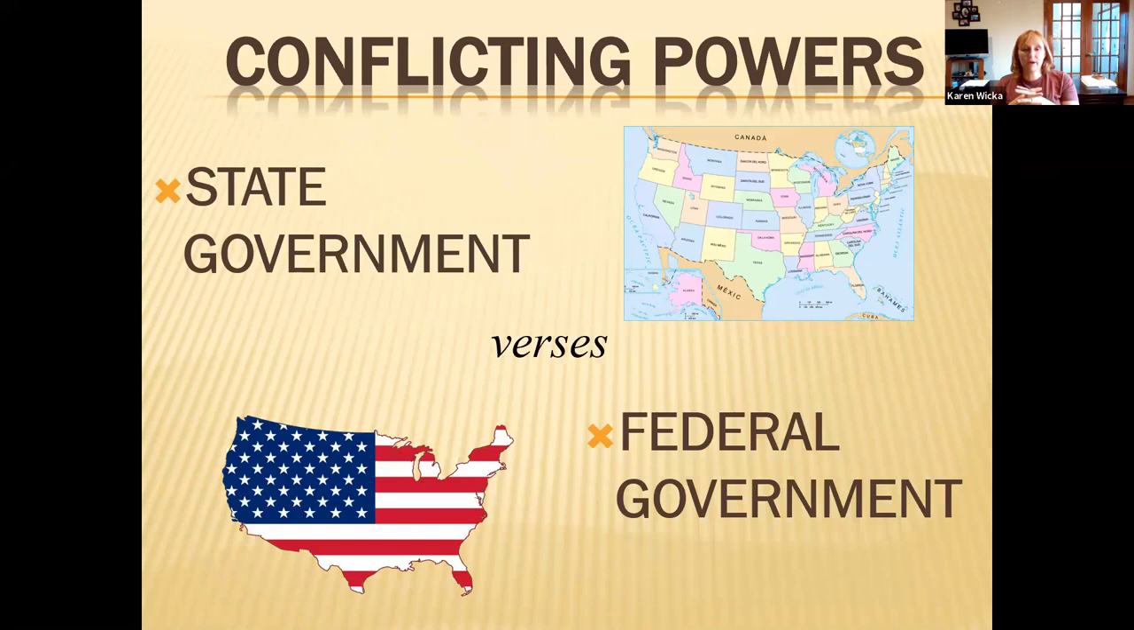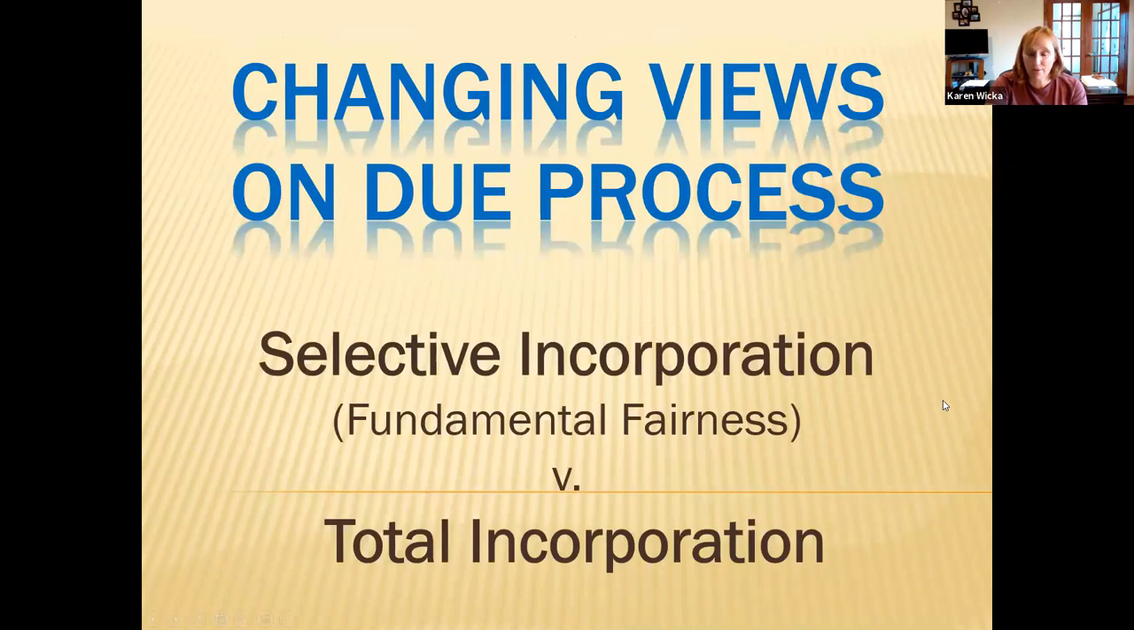Another thing you have to think about is conflicting powers of state versus federal. So the state government wants certain powers, and then the federal government has certain powers. So who determines which one wins out? The states could say, well, we're not going to do X, but the federal government is saying you need to do X. Now, remember, we said the Supreme Court sets the boundary, but you can always give more or less. So we have to figure out who gets the deciding voice in those due process powers.